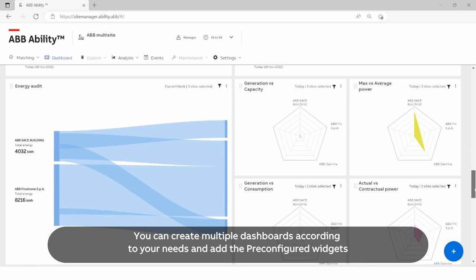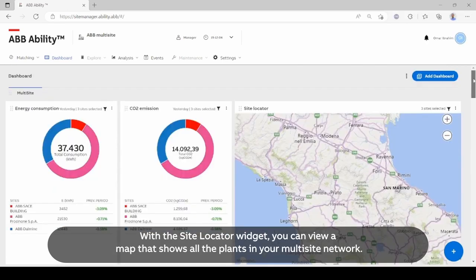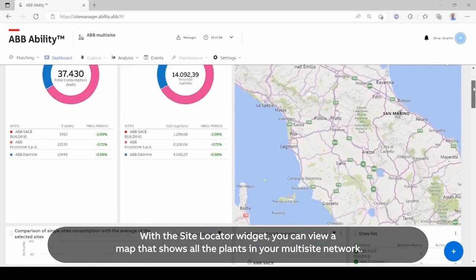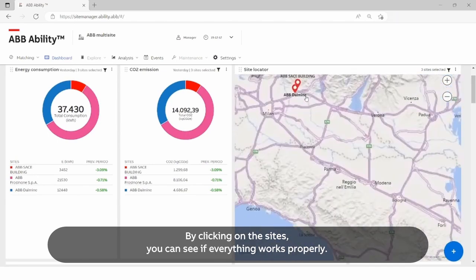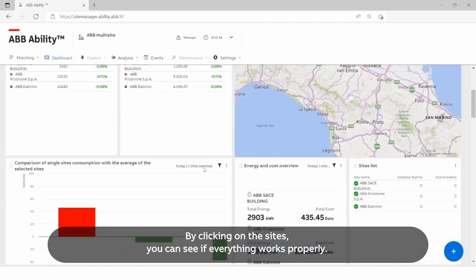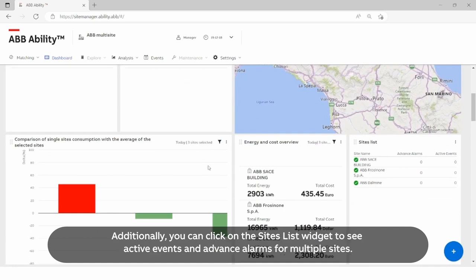You can create multiple dashboards according to your needs and add the pre-configured widgets to enhance your consumption and monitor the variations. With the Site Locator widget, you can view a map that shows all the plants in your multi-site network. By clicking on the sites, you can see if everything works properly. Additionally, you can click on the Sites List widget to see active events and advance alarms for multiple sites.